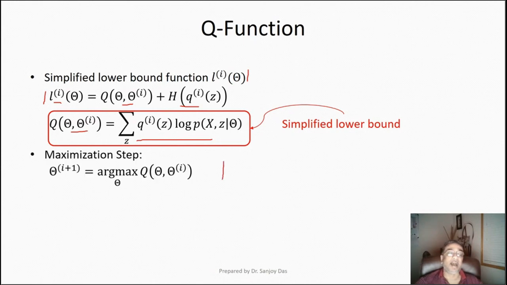So the maximization step of EM is given by this expression here, theta i+1. The hypothesis for the next iteration is argmax of Q(theta, theta i), where Q is given by this expression here.